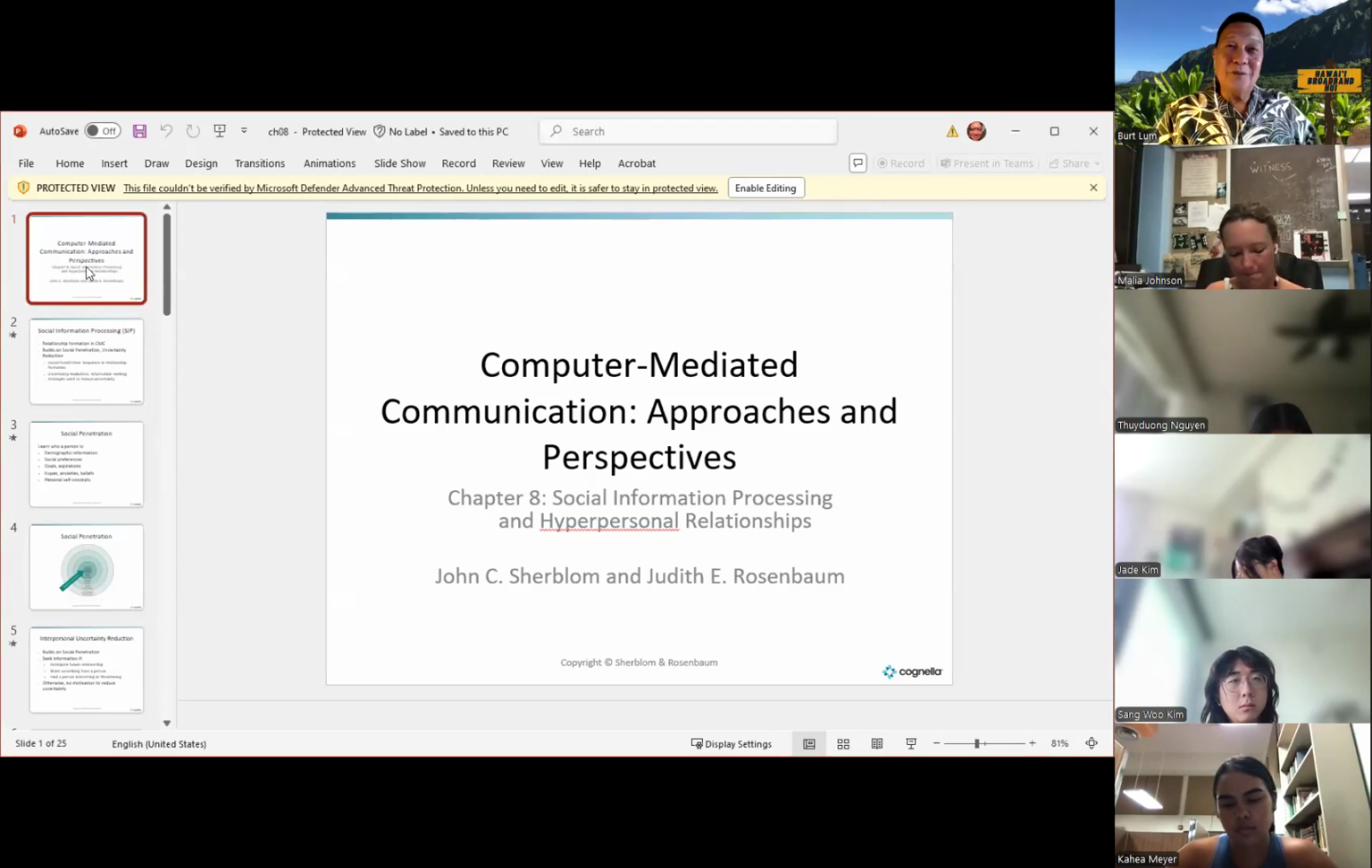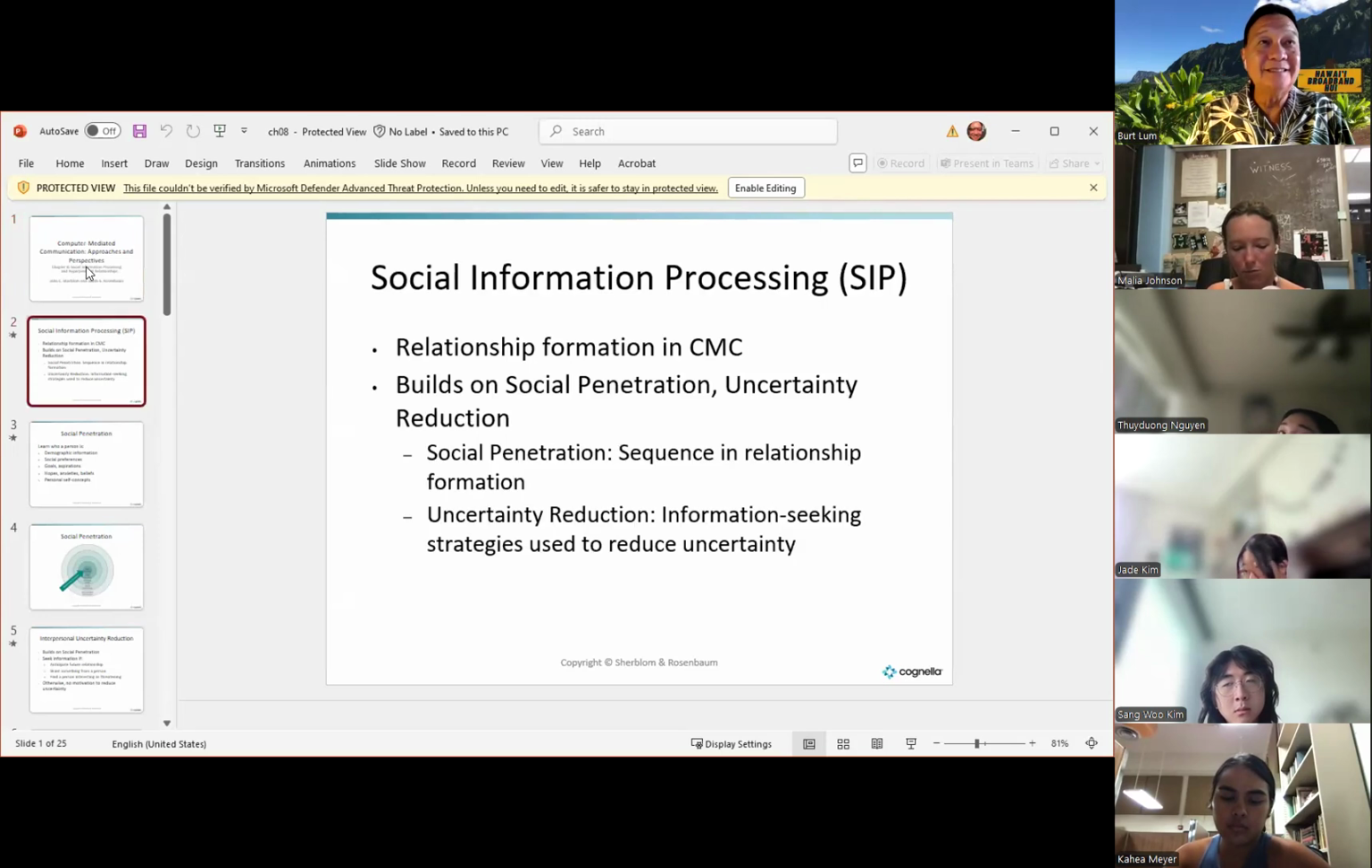Okay, so we're talking about social information processing and another, maybe academic, term, hyperpersonal relationships. Social information processing, and they abbreviate it SIP. So you might see SIP used here and there. So this is relationship formation inside an online environment.